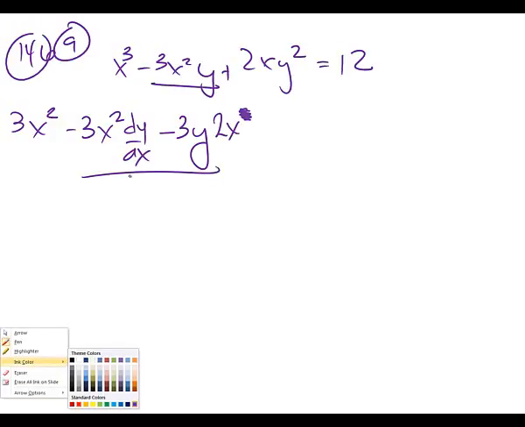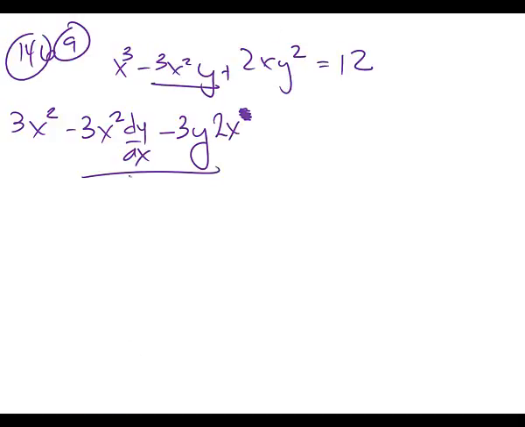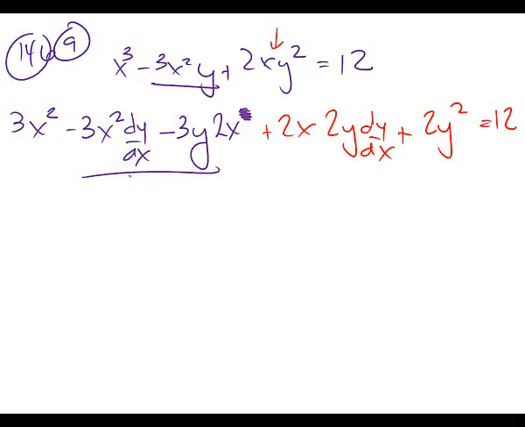I'll use a different color for the other piece. Alright, so then we're going to do product rule again. Keep the first, which is 2x, derivative of the second would be 2y dy/dx, plus keep the second, 2y squared, derivative of the first, dx/dx, equals 0. Okay, I am going to move everything over to the right that's not a dy/dx. Are we keeping 12? 12 should be 0. Oh, thank you.